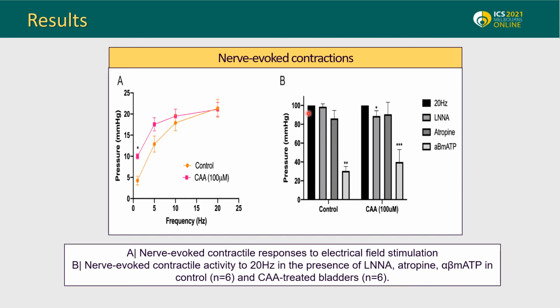The black bar is the control response, and you can see the effect of the nitric oxide synthase inhibitor LNNA, which decreased the response slightly but significantly only in the chloroacetaldehyde treated bladders. In contrast, the muscarinic receptor antagonist atropine and the purinergic receptor agent alpha-beta-methylene ATP decreased the response substantially but by a similar amount in control and chloroacetaldehyde treated bladders.